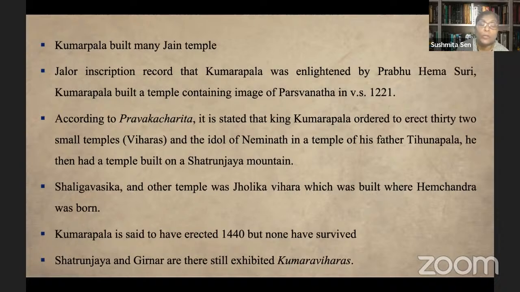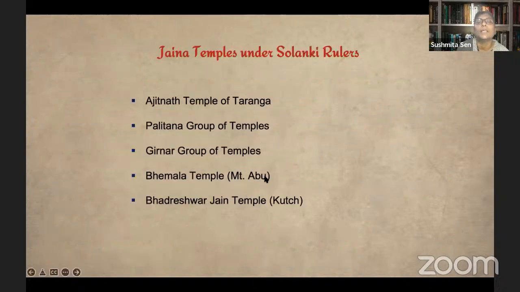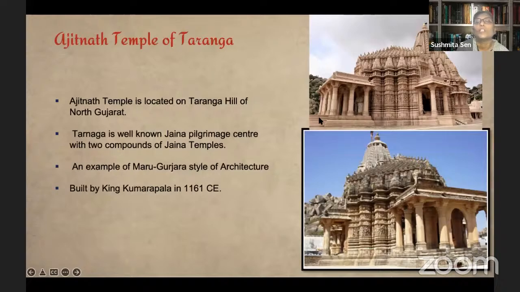But we have the beautiful Jain temples of Shatrunjaya, that is Palitana, and Girnar Hills, which still have Kumara Viharas in them. The famous Jain temples are Ajit Nath Temple, Palitana group of temples, Girnar Temple, Bhimala Temple, and Bhadreshwar Temple. They are all built in Maru Gujarat style, which is why I'm showing it, because they were all built during this period. These are the famous Jain pilgrimage sites.